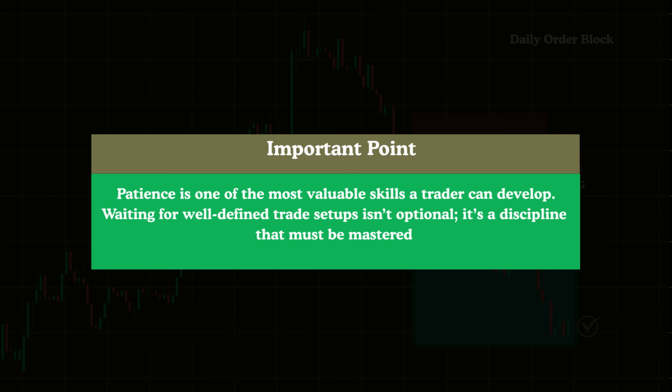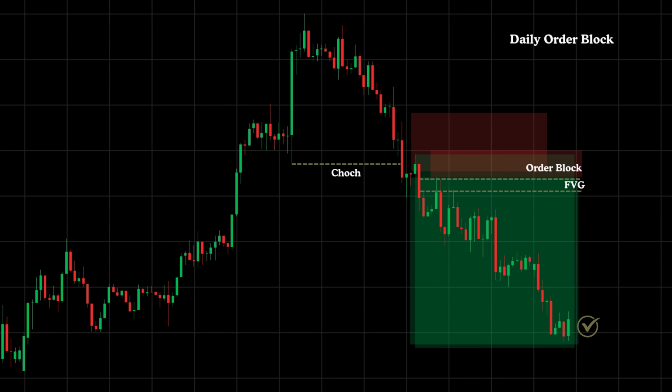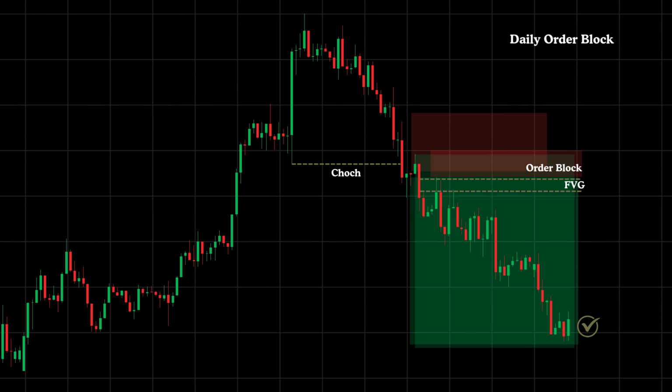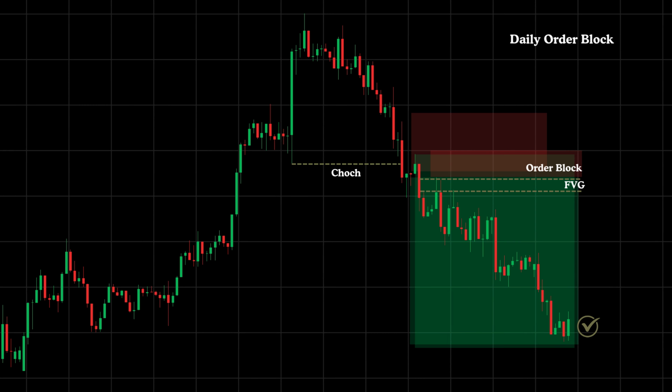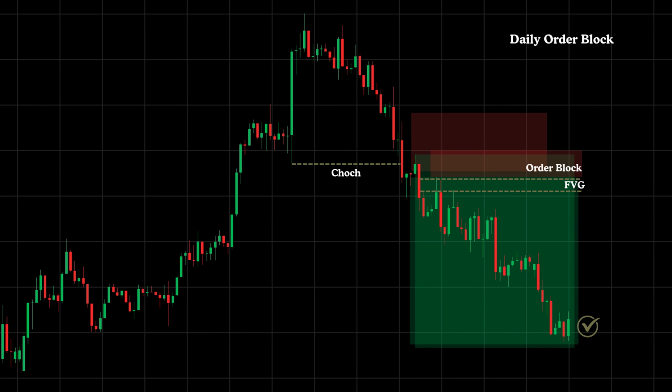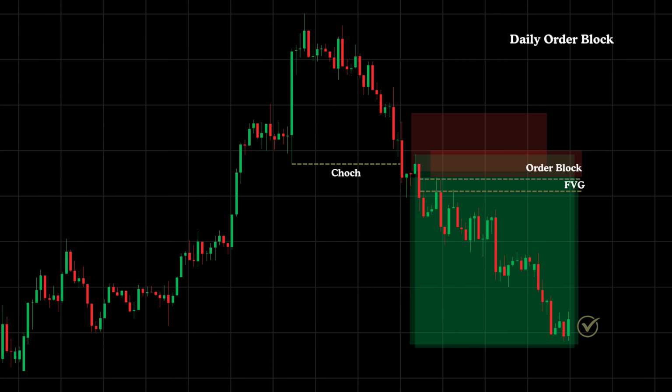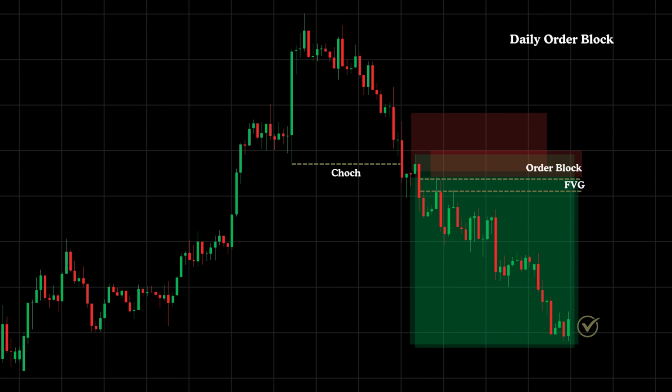Patience is one of the most valuable skills a trader can develop. Waiting for well-defined trade setups isn't optional, it's a discipline that must be mastered. Many traders, especially those starting out, fall into the habit of overtrading or rushing into positions because they feel pressured to always be active. But consistent success in trading is about quality over quantity.